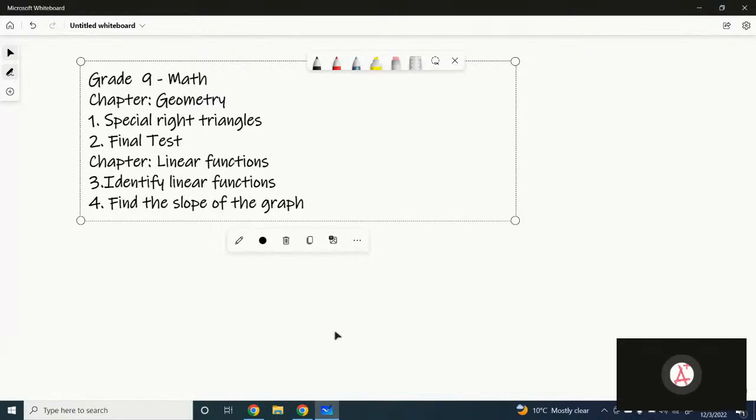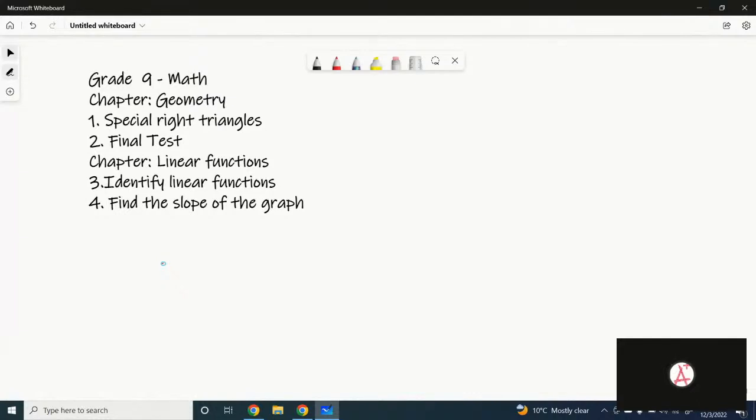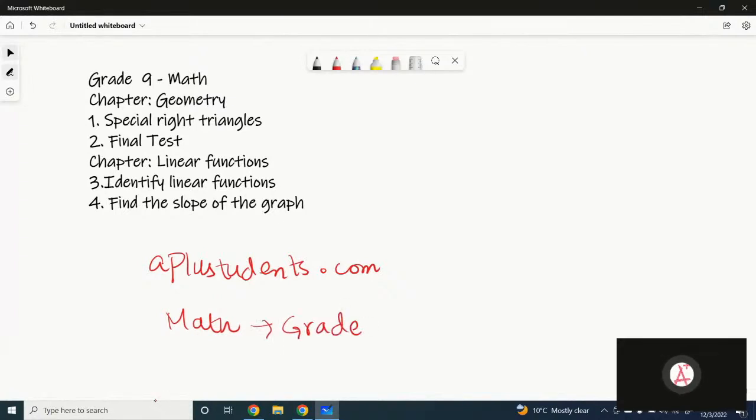So we're going to start with grade 9 maths. You can find all the lessons on aplusstudents.com. You have to log in there using your email address and password as provided by the administrator. Then you have to select math from the subject tab. Scroll down to grade 9 maths. Click on view all lessons and we're going to start with the chapter geometry.